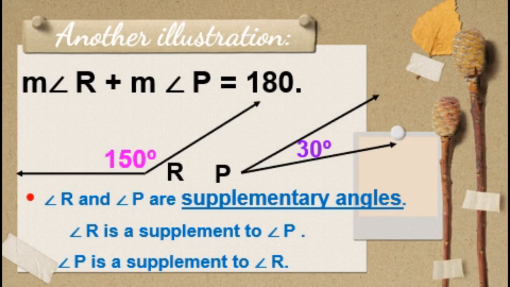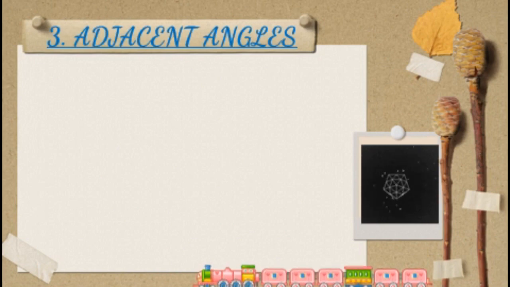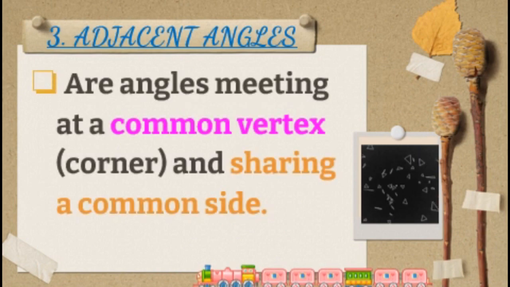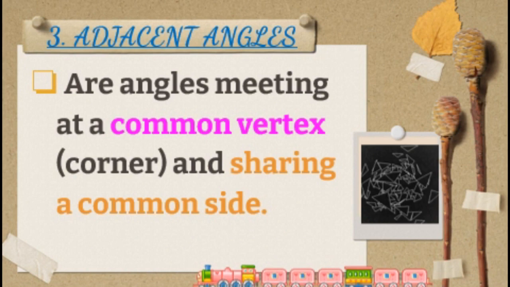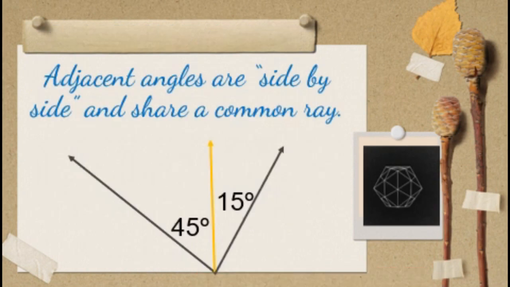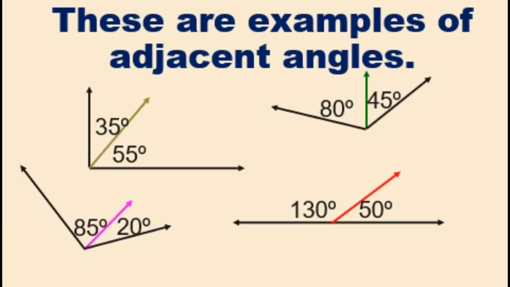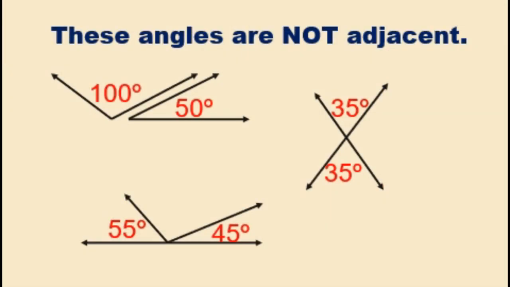Okay, how about adjacent angles? Adjacent angles are angles meeting at a common vertex or corner and sharing a common side. Here is the illustration. Adjacent angles are side by side and share a common ray. These are examples of adjacent angles. While these angles are not adjacent.